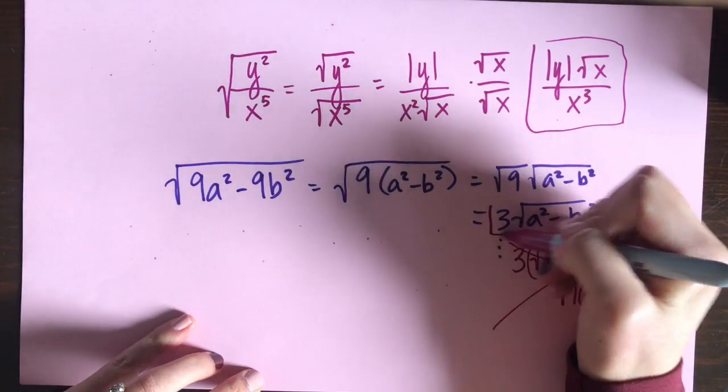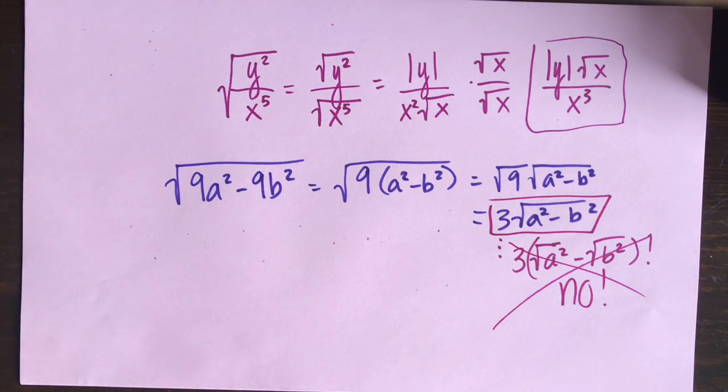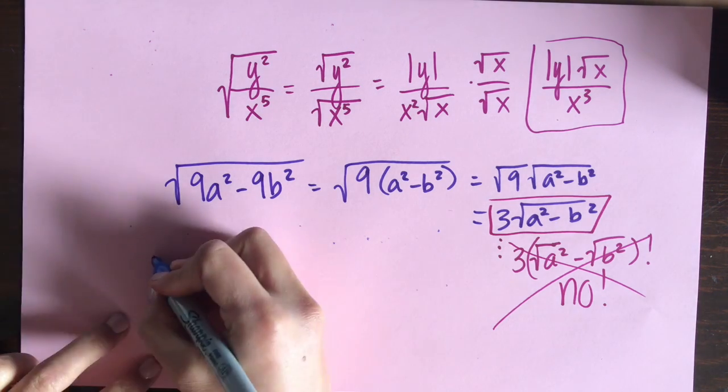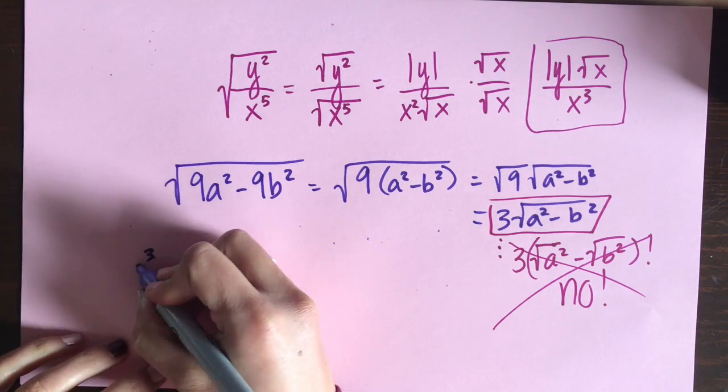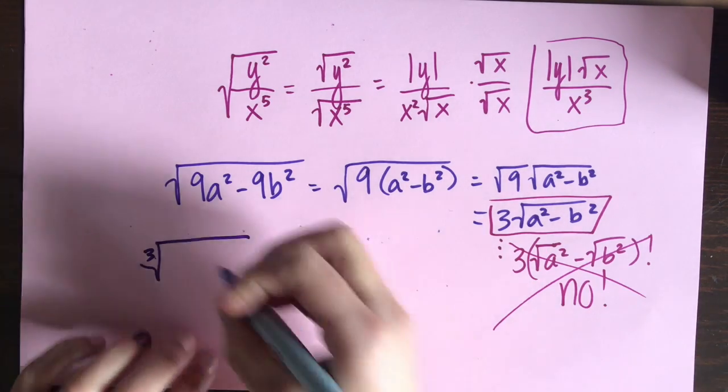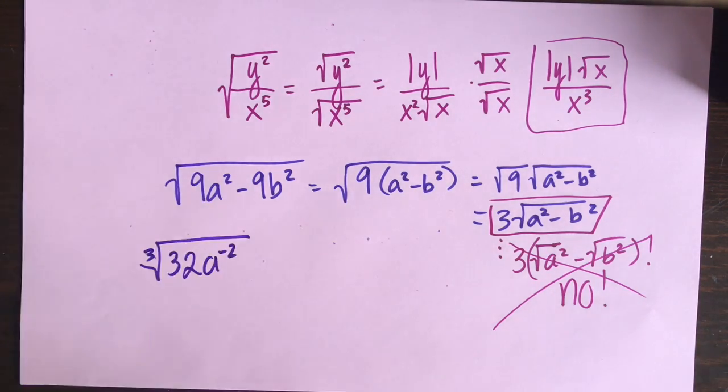No, don't do that. That's sort of like the same thing as saying a plus b squared equals a squared plus b squared, okay? I cannot split up radicals across a plus sign or a minus sign, only across multiplication and division signs, right? So it's like a big stop sign when you have a minus sign or a plus sign.